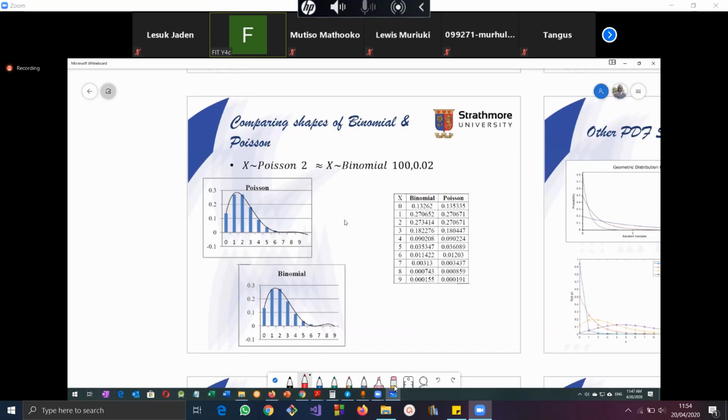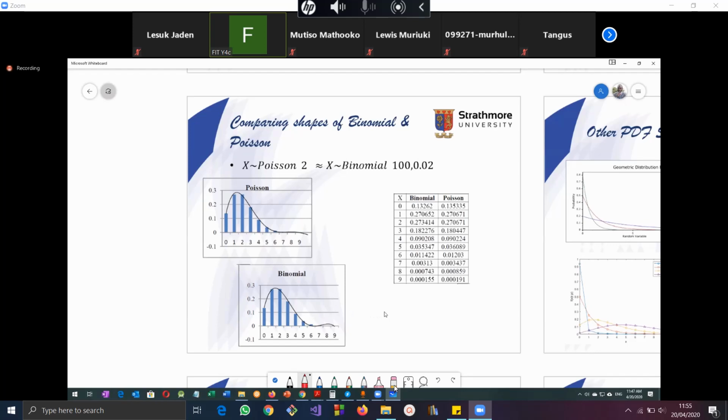So for example, here, these are distributions that have been known for many years. One is called Poisson, the other one is called binomial. If you plot a proper binomial, you will most likely get a shape like this one. And then if you plot Poisson, you will probably get a shape like this one.